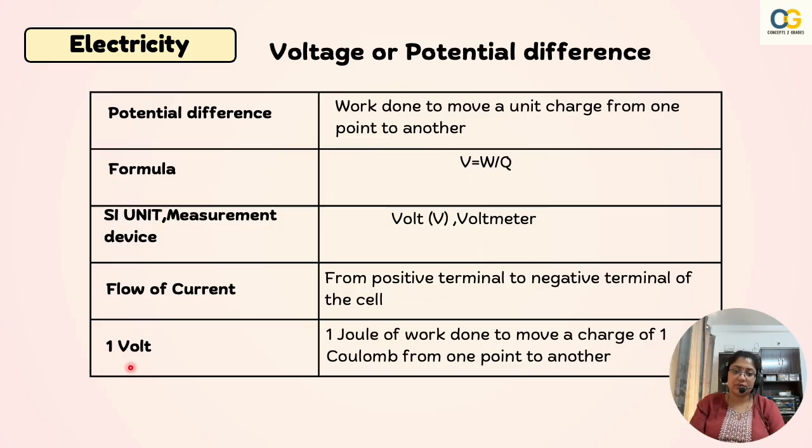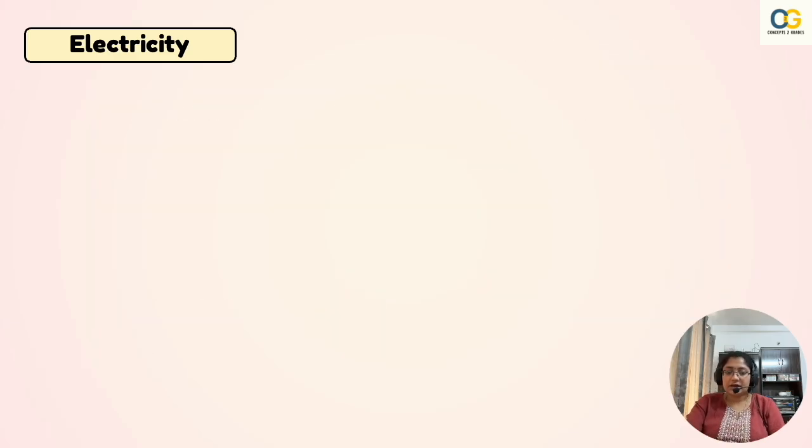Again, we need to define what is 1 volt. 1 volt is 1 joule of work done to move 1 coulomb of charge from one point to another. You replace everything with 1. So coming to the next point, resistance. A potential difference creates that force for that charge to move. No charge will move on its own. You need to create force. How do you create that force?